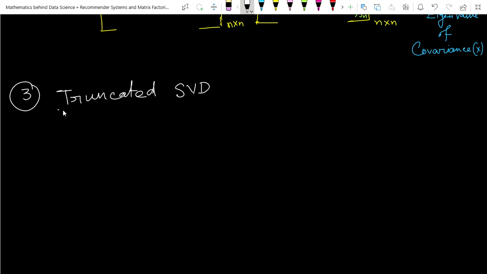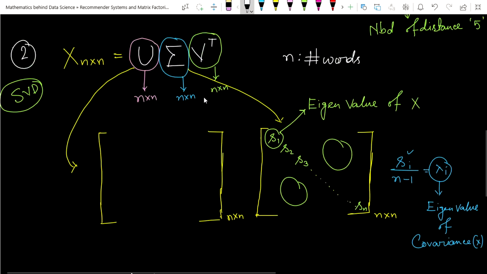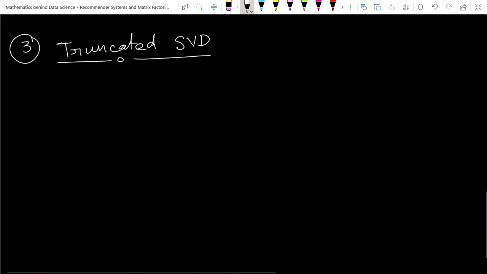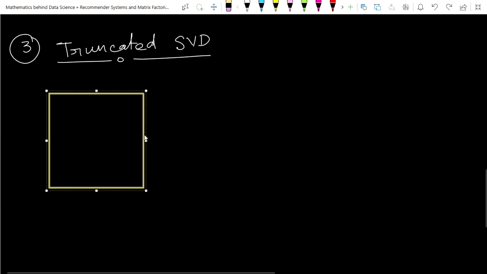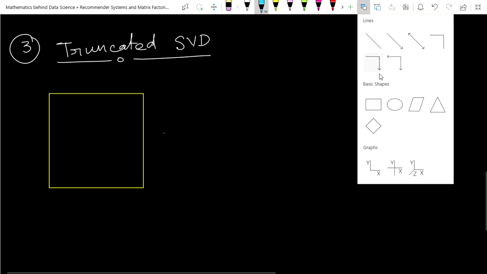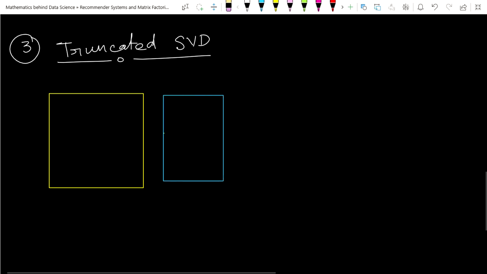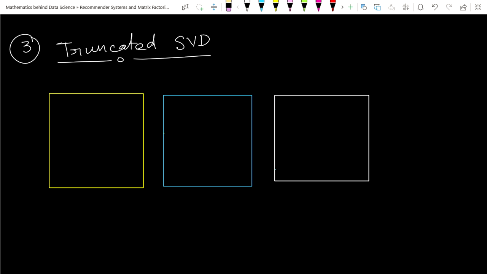We have to truncate this SVD. Now, how will we do this job? Let's write this structure first: X is equal to U sigma V transpose. I think then it will be better for understanding. It is better if we use the square symbol. Somewhere here is U, somewhere here is sigma, and somewhere it is V, meaning V transpose.